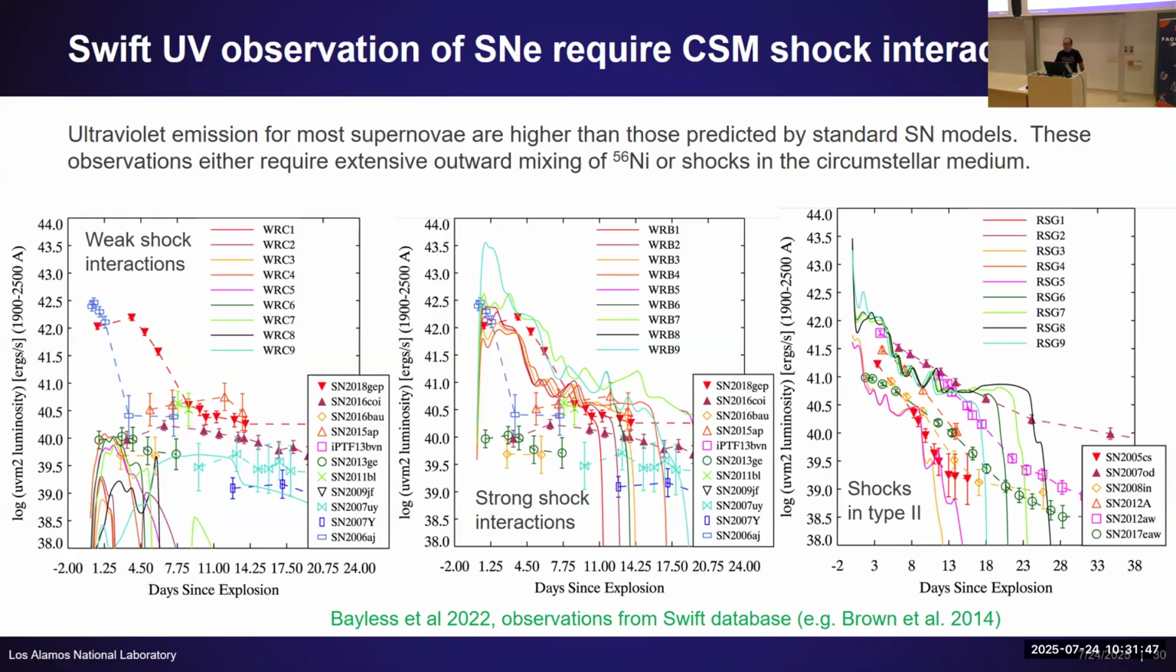And either one can help contribute to this. We see the same thing in type 2, where there's shock heating there too. So we need to match the data. We're needing to add extra shock heating to the models. So we need that for both.